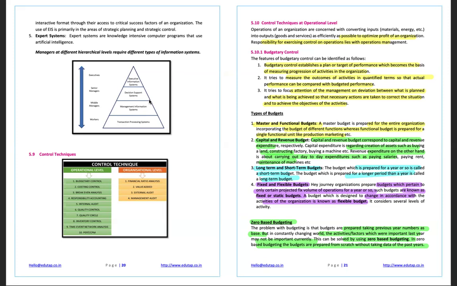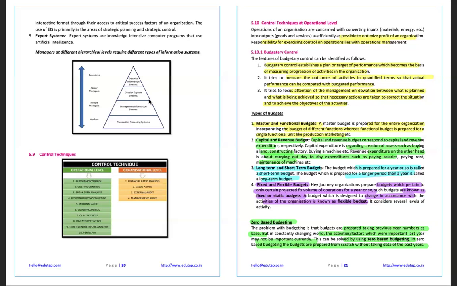कंट्रोल टेक्निक्स. कंट्रोल टेक्निक्स ऑपरेशनल लेवल पे भी है, ऑर्गेनाइजेशनल लेवल पे भी है. तो control techniques at operational level. It is concerned with converting inputs as efficiently as possible to optimize profit of an organization. Responsibility for exercising control on operations lies with operations management.